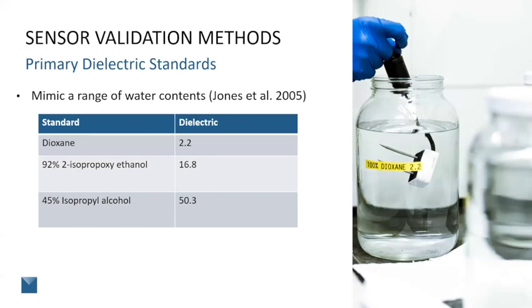It's been around for quite a long time, where you've got a solution with a known dielectric permittivity. And with some different ranges, you can cover the entire soil water content range and kind of mimic the soil water content. And since they have a known value, there's just 3 examples here. Dioxane, and the dielectric is 2.2, which comes out to about 1% volumetric water content if you're using the Topp equation to calculate that. 92% isopropoxy ethanol comes out to about 30% VWC. And then if you want the high end, really high end, you can do something like isopropyl alcohol.